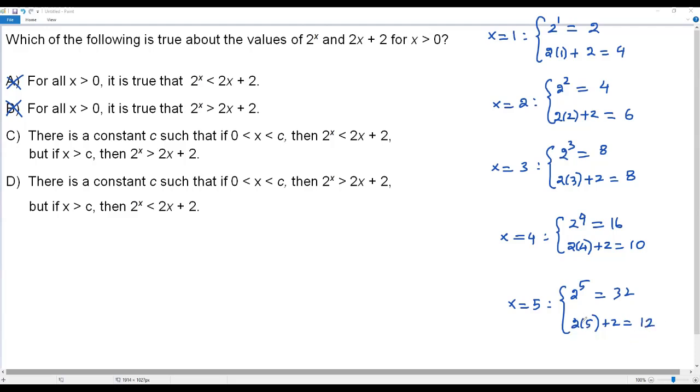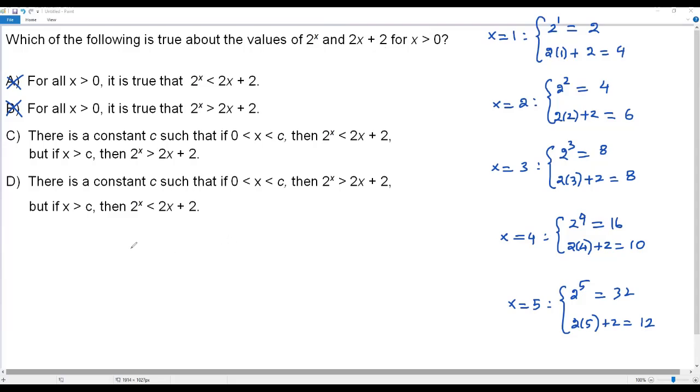Okay, so even for x = 5, we get a larger value for the exponential expression than the linear expression. So before x = 3, the value given by the exponential expression 2 to the x power is smaller. At x = 3, both of them have the same value, that is 8. After x = 3, that is x = 4, x = 5, the value given by 2 to the x power is larger than the value given by this expression.